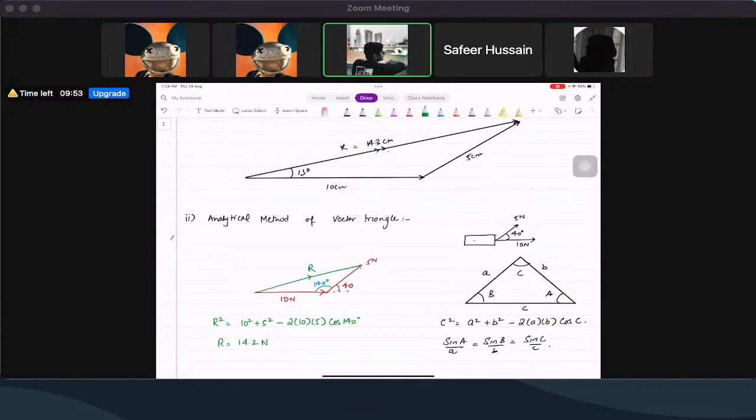Yes. So which method should we use? I would always use the analytical method because it's faster and less complicated in that sense. Do you understand? Yes.